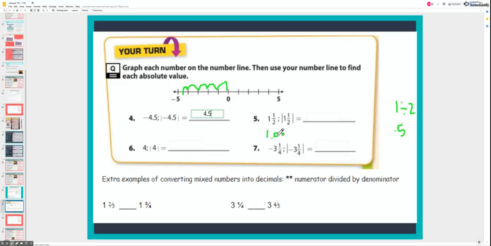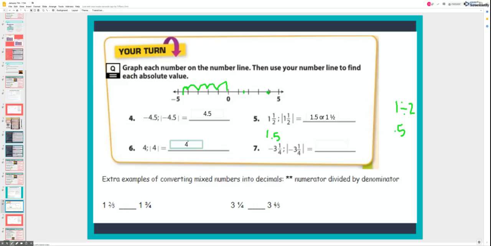So you're going to graph a dot at positive 1.5, which is directly between 1 and 2, right there. And then the absolute value is always positive, so your absolute value is 1.5. And you could put it like this or like this. Next one, positive 4, so that would be right here. And the absolute value is just going to be 4. I'm not going to draw the little lines on the number line anymore because absolute value is so easy.